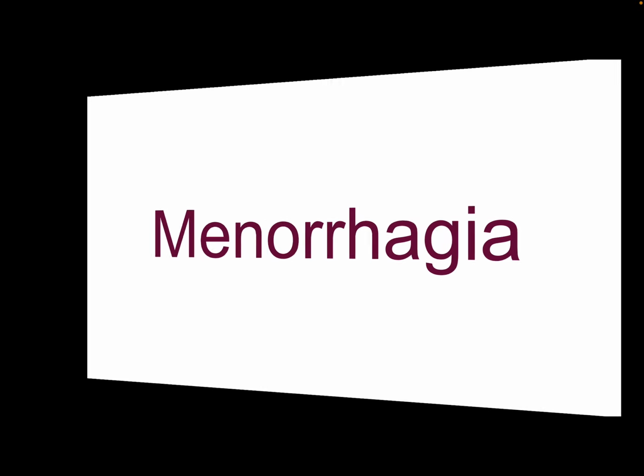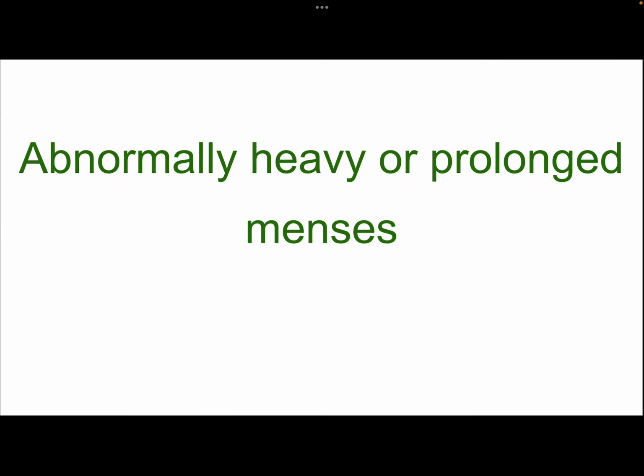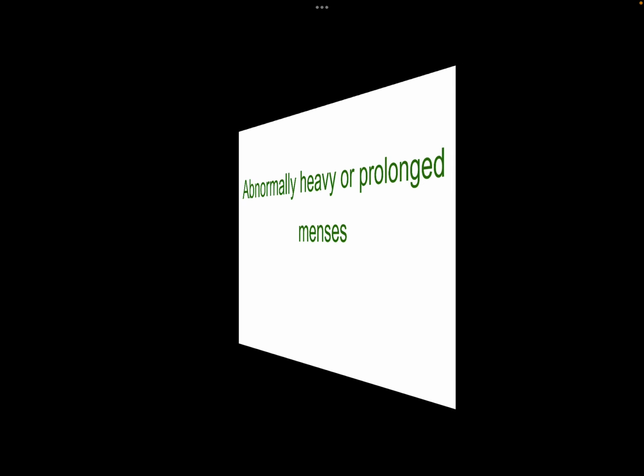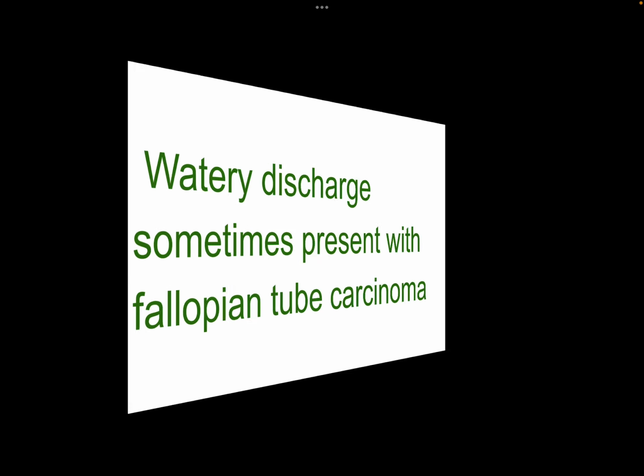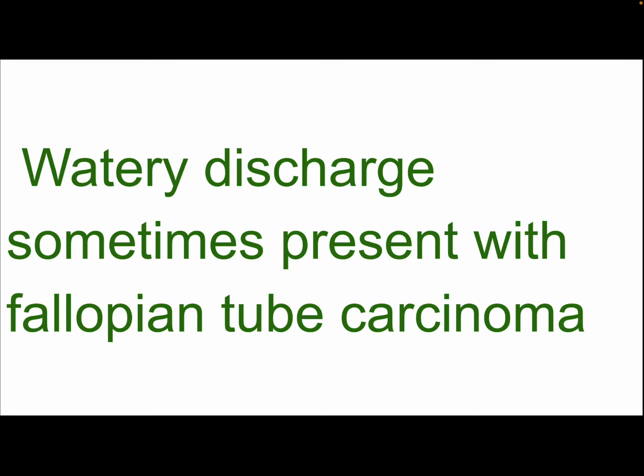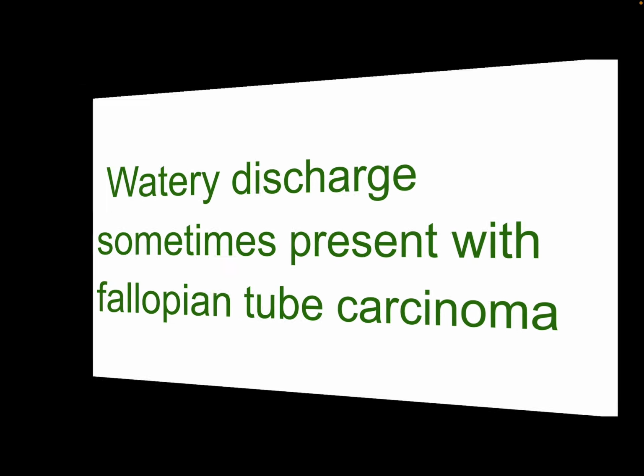Menorrhagia: abnormally heavy or prolonged menses. Hydrops tubi profluens: watery discharge, sometimes present with fallopian tube carcinoma.